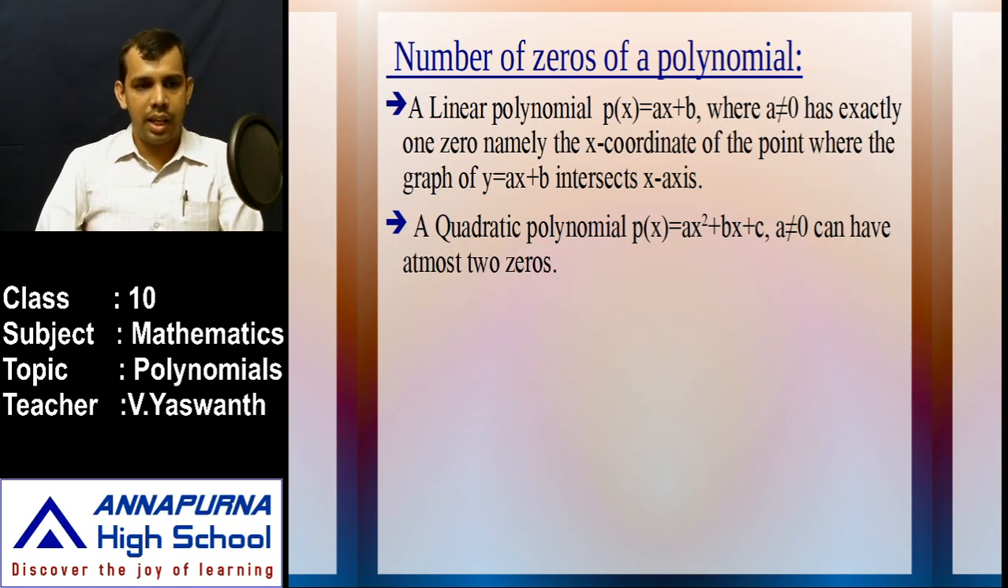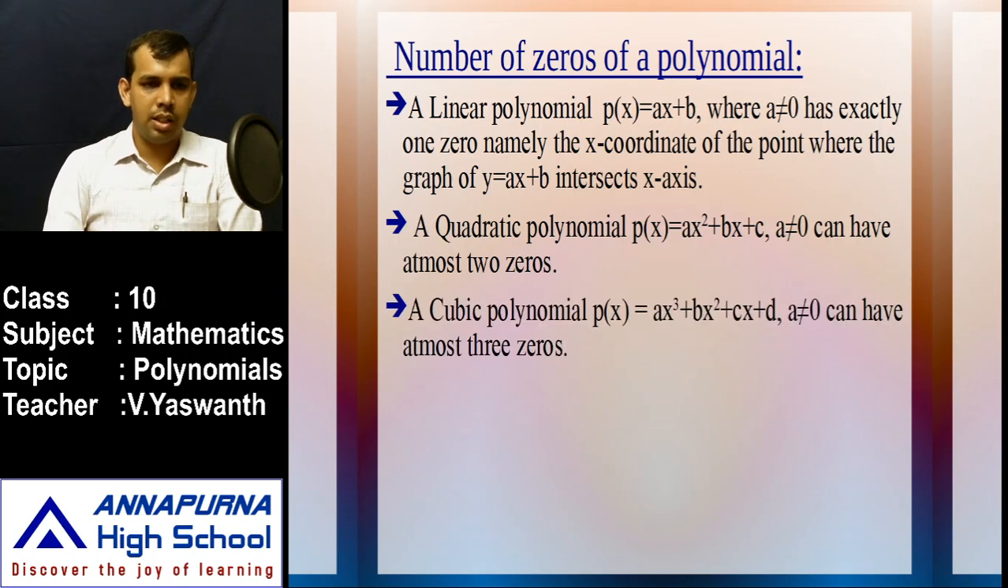Okay, in the same way, when you take a cubic polynomial, actually we have not discussed cubic polynomials in this section, but just remember, when you take a cubic polynomial, it is very easy. A cubic polynomial p of x is equal to ax cube plus bx square plus cx plus d, a not equal to 0, can have at most 3 zeros. Here also maximum 3 zero values exist. Sometimes 2 exist, sometimes 1 exists, sometimes we cannot have any real zeros of this cubic polynomial.